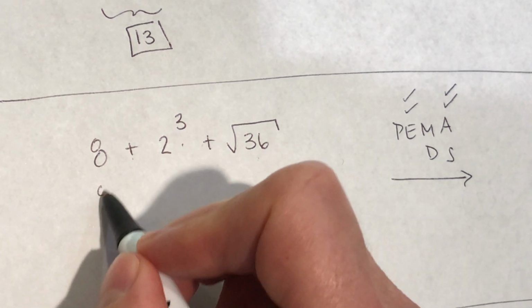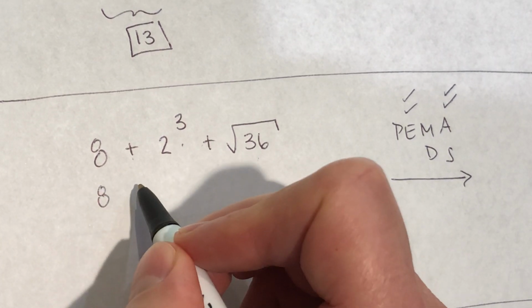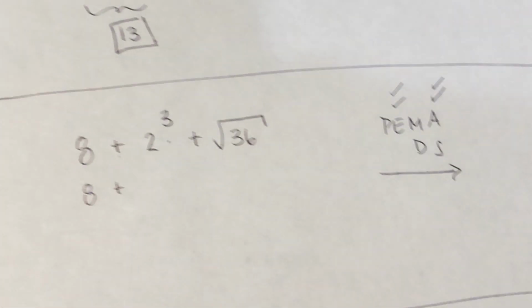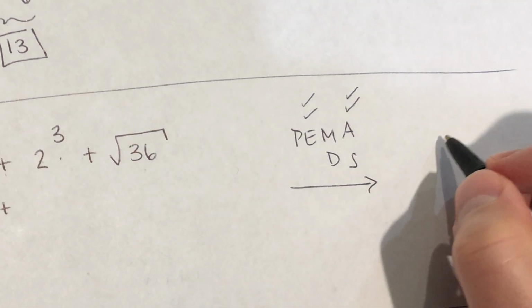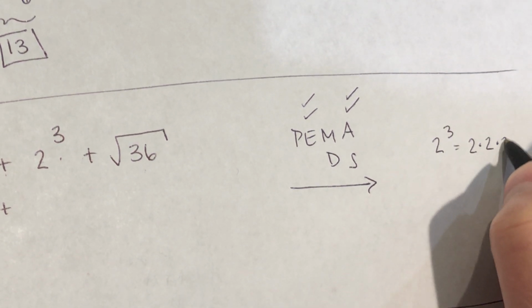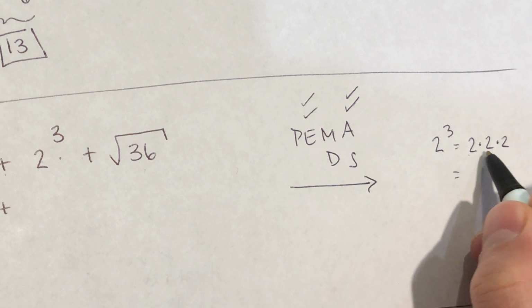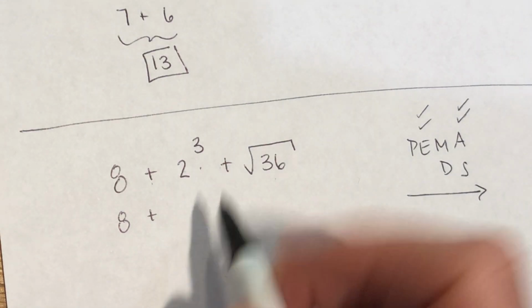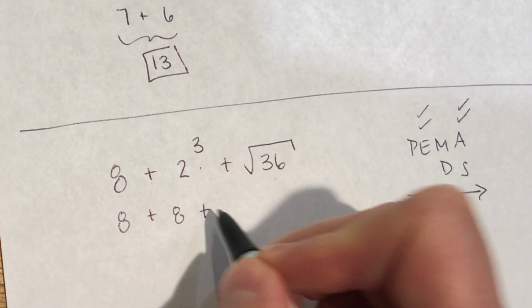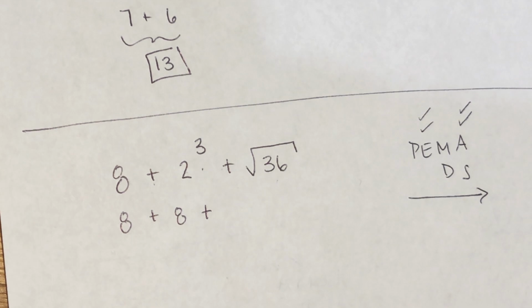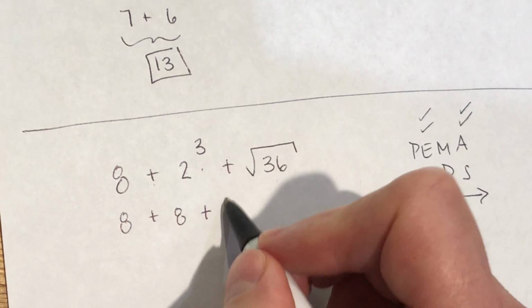So I'm going to just carry down some operations that I'm going to do later. 2 to the third power. Well, if you remember, that really means 2 times itself. 2 to the third power really means 2 times 2 times 2. So 2 times 2 is 4, times 2 is 8. So this becomes 8 plus 8 plus, and square root of 36 means what number multiplied by itself equals 36? Well, that would be 6.